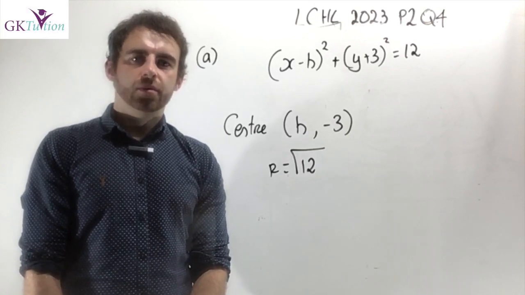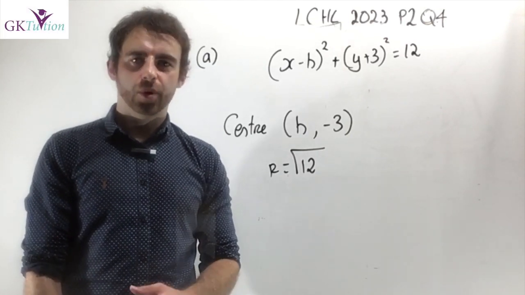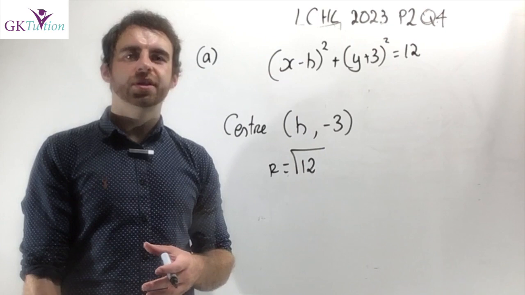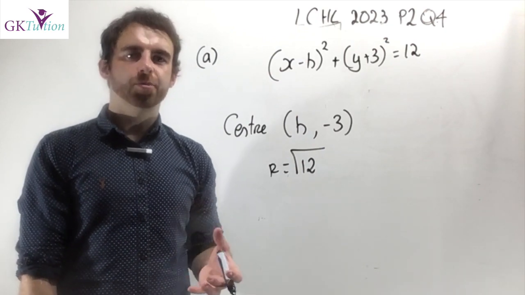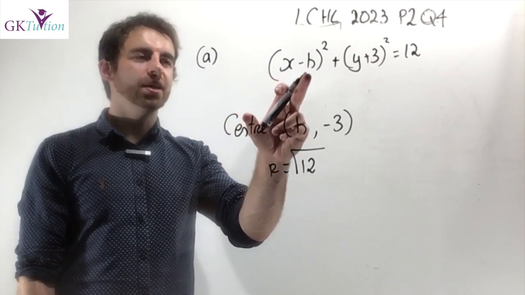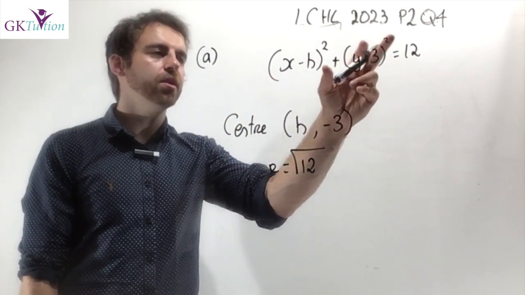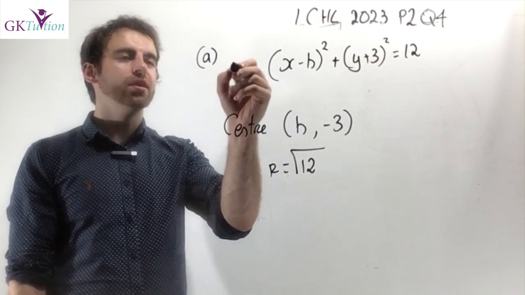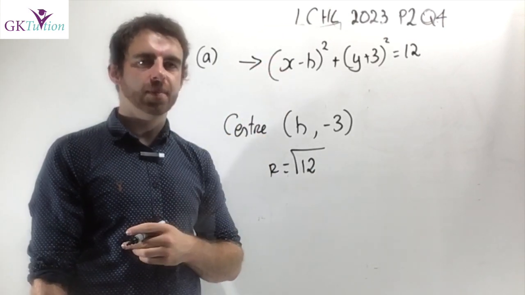In this tutorial, we're looking at 2023 paper 2 question 4, and it's all about coordinate geometry of the circle. In the first part of this question, we're given the equation of a circle in the form (x - h)² + (y - k)² = r². You should recognize that formula from your maths tables.